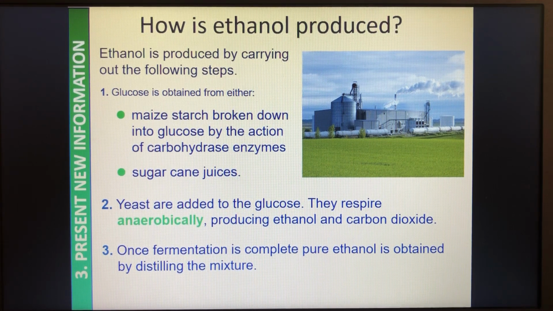Now, I know we talk about this in chemistry. We also talked about it in B4, which was the photosynthesis and respiration topic.